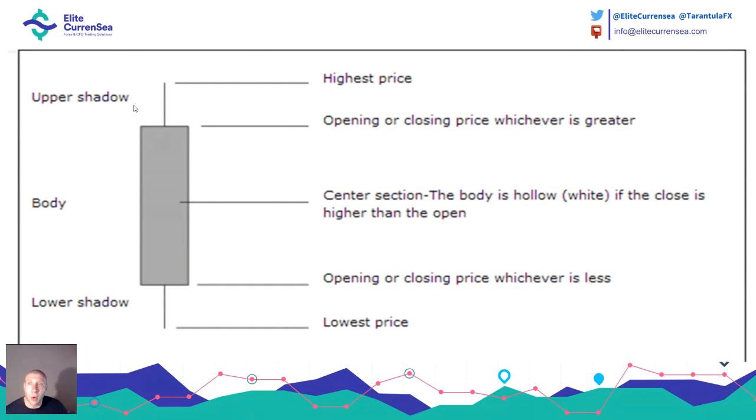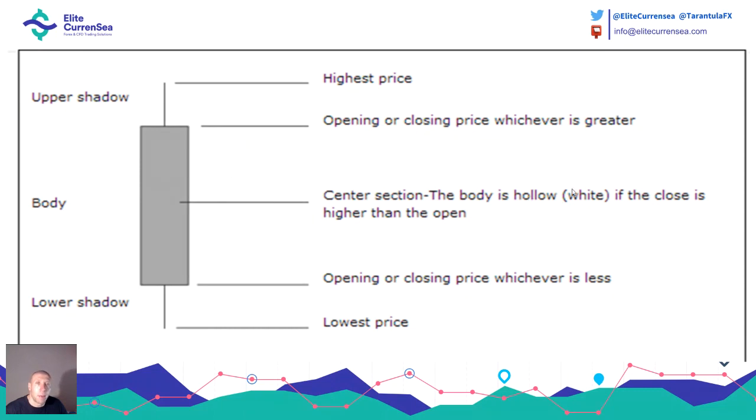The wick or the upper shadow will show the highest price. The body of the candle is important, but in my opinion, the wick or the shadow is more important. And you will see why I stand behind my claim that wicks are more important than bodies. So the upper wick shows the highest price, and we usually have the top of the body as the opening or closing price, whichever is greater. Then we have the body, then the center section. Again, the body is white or hollow if the close is higher than the open, so it's a bullish candle.